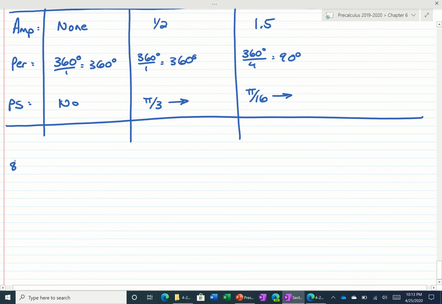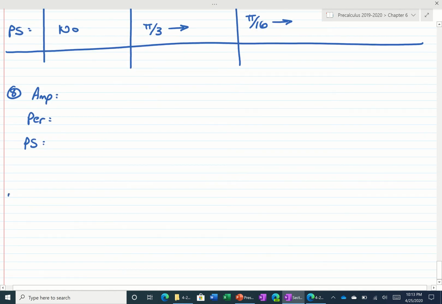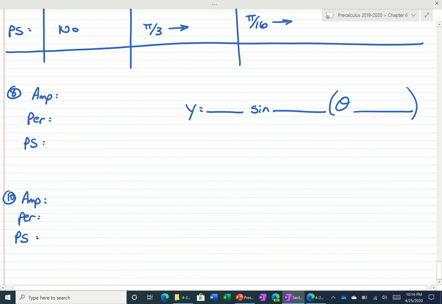For number 8, let's see what we have here. 8 and 10 are similar. I think 8, it's asking for sine, and 10, it's asking for cosine.